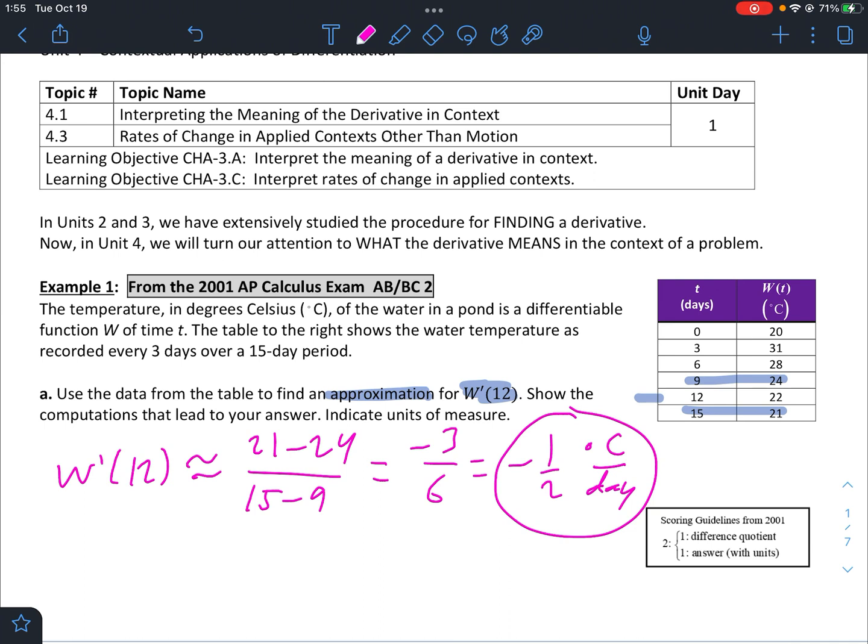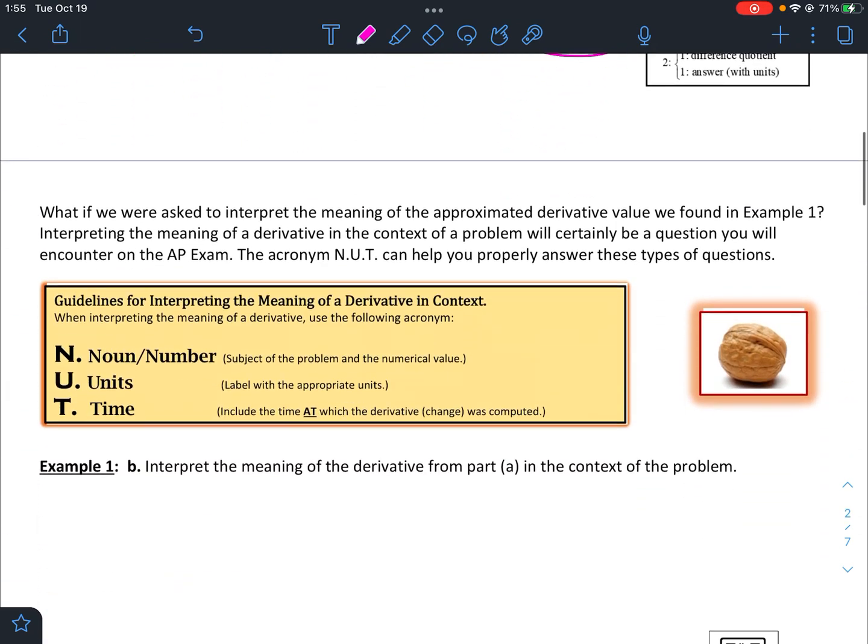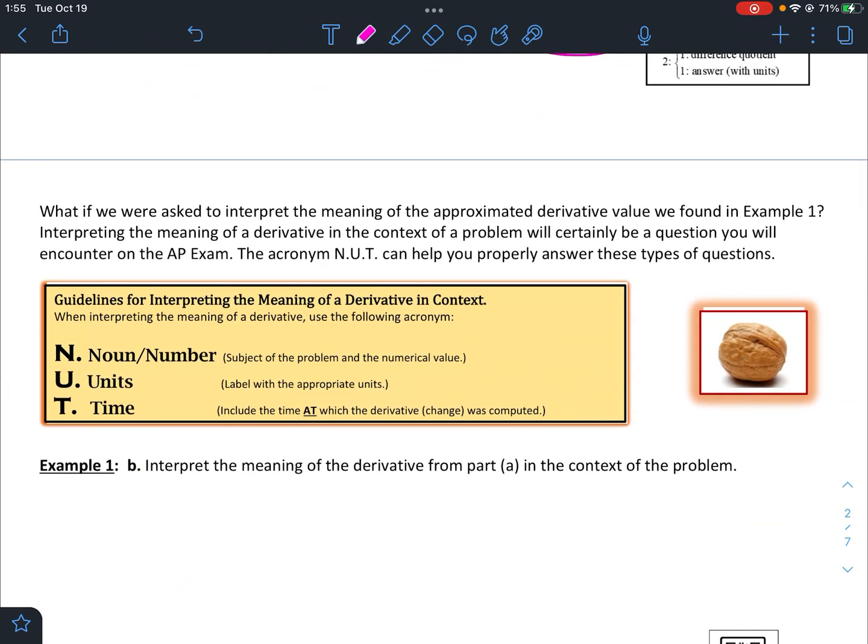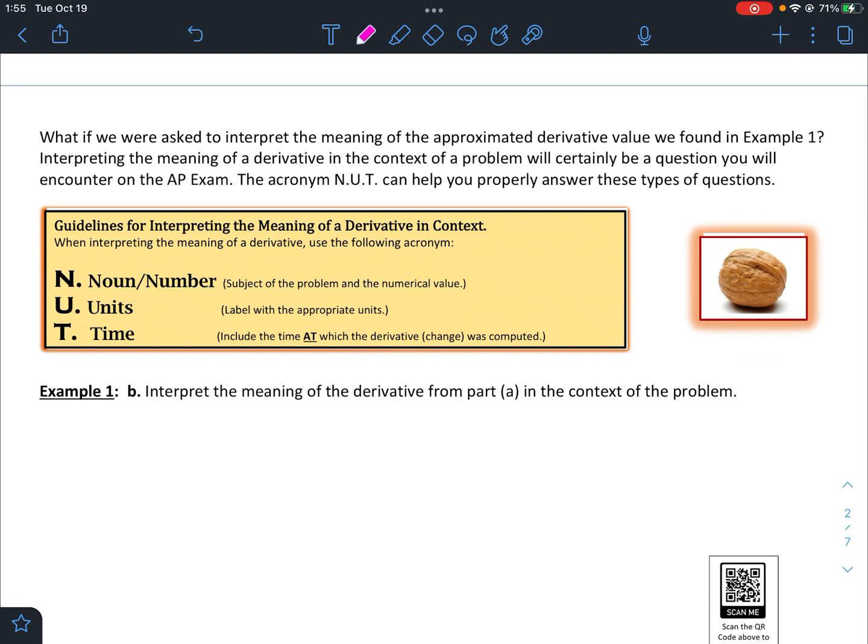Now, what we're going to do today is talk about what that means in the context of the problem. When I'm asking you to interpret what that means, this is what I'm looking for. You have to make sure you mention 3 things in your answer. We use the acronym NUT, N-U-T. The N stands for noun, the subject of the problem, and the numerical value of that subject. U stands for units. Always remember to put units down there. And T is the time, and include the time at which this derivative was computed.